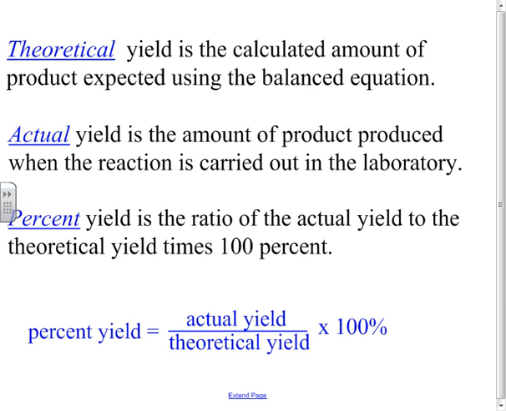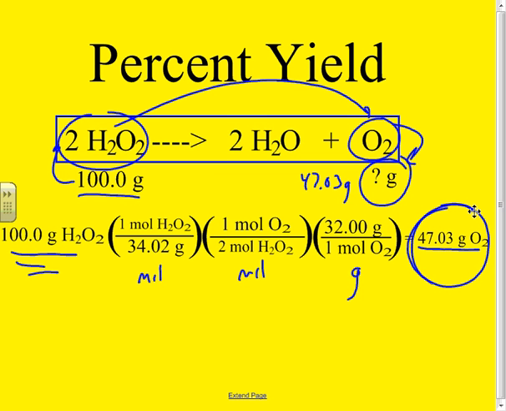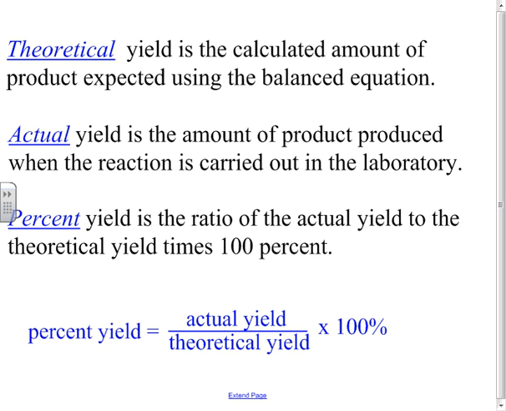First, a few definitions. The theoretical yield is the calculated amount of product expected using the balanced equation. So that is what we just calculated. This 47.03 is the theoretical yield, how much you could get based on the math on paper. This really assumes a 100% efficient process. The actual yield is the amount of product produced when the reaction is actually carried out, either in the laboratory or in industry, whatever it might be actually carried out in.